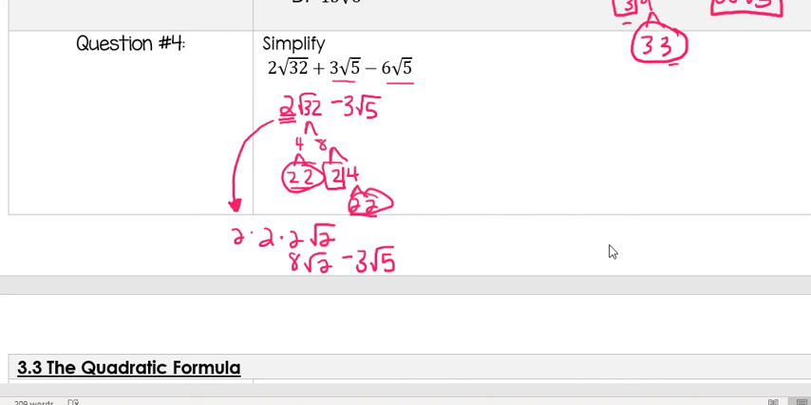root of 5. These are not like square roots. I can't simplify any further, so that would be my final answer for number 4.